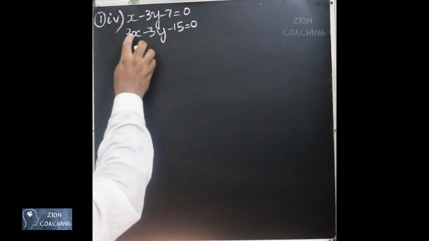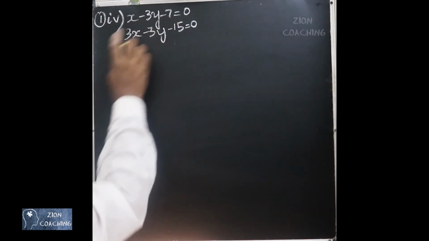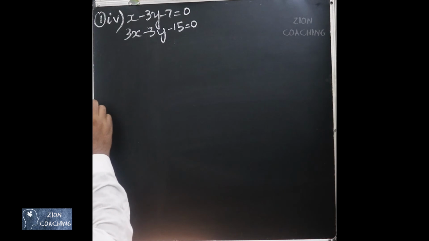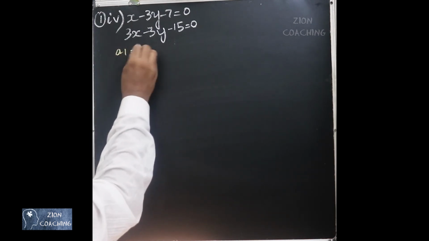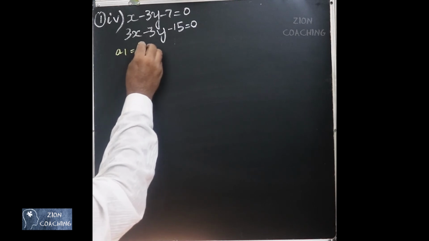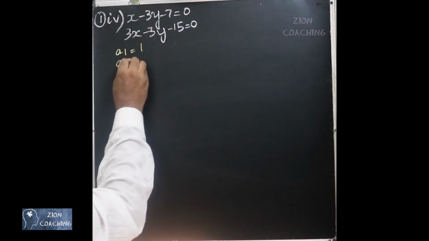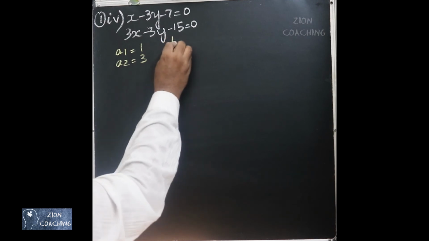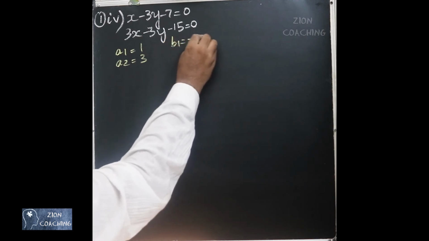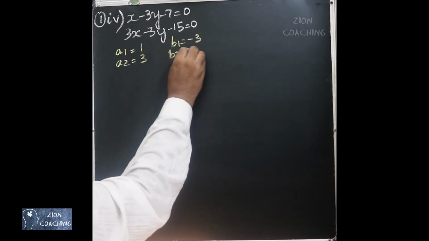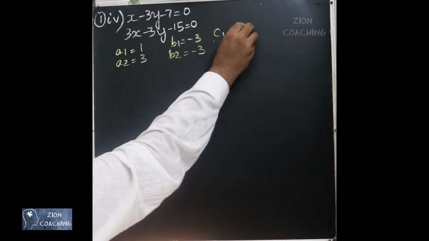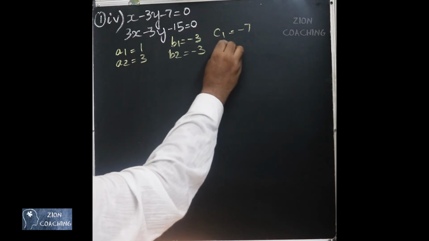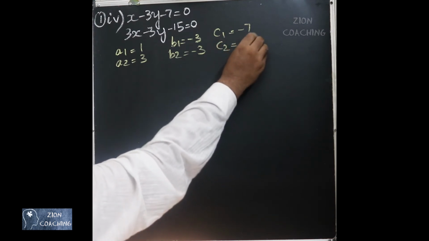The given equations are x minus 3y minus 7 equal to 0, 3x minus 3y minus 15 equal to 0. When comparing with the general form, you can see that a1 value is 1, a2 value is 3, b1 value is minus 3 and b2 value is also minus 3. c1 value is minus 7, c2 value is minus 15.